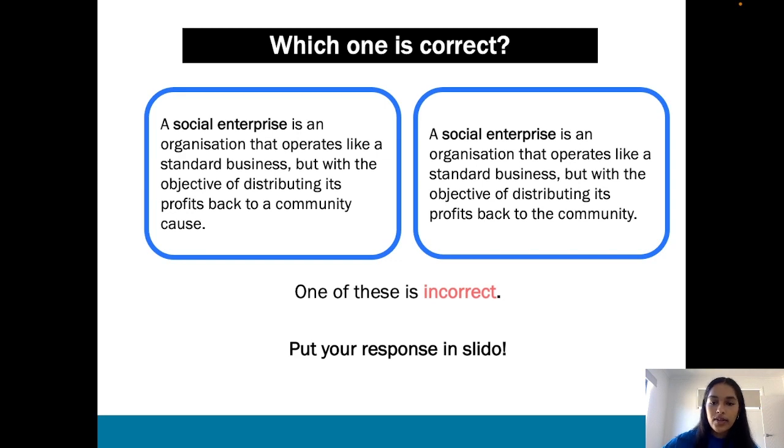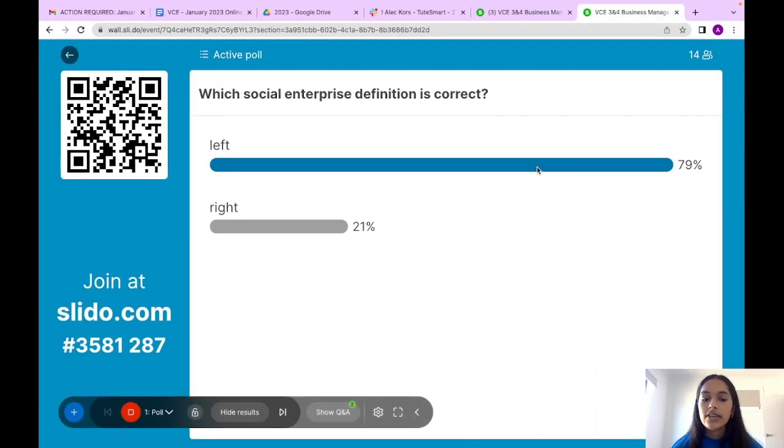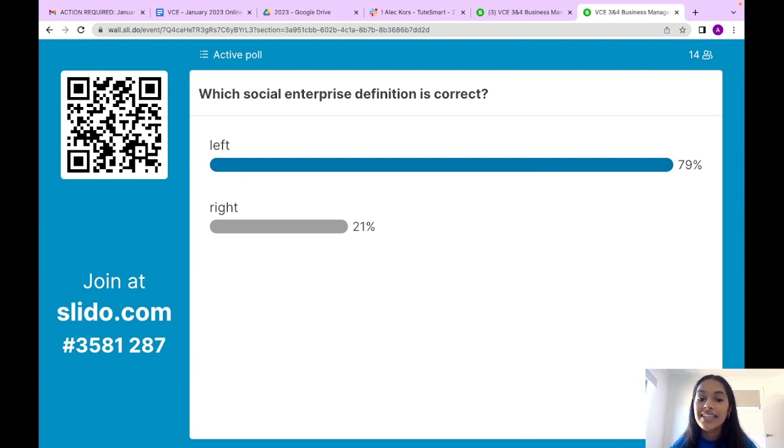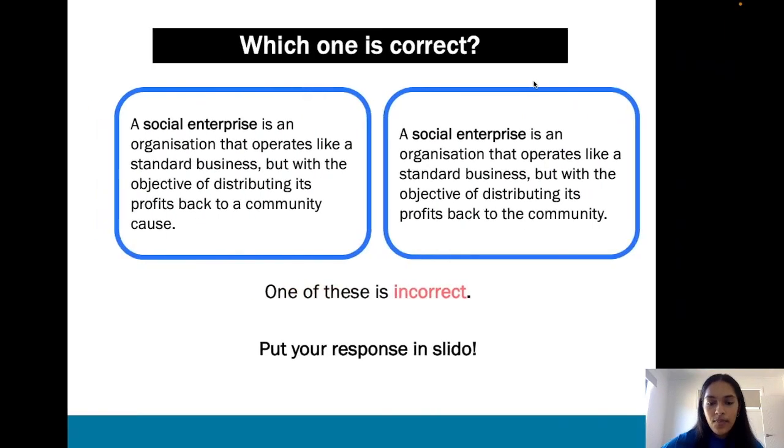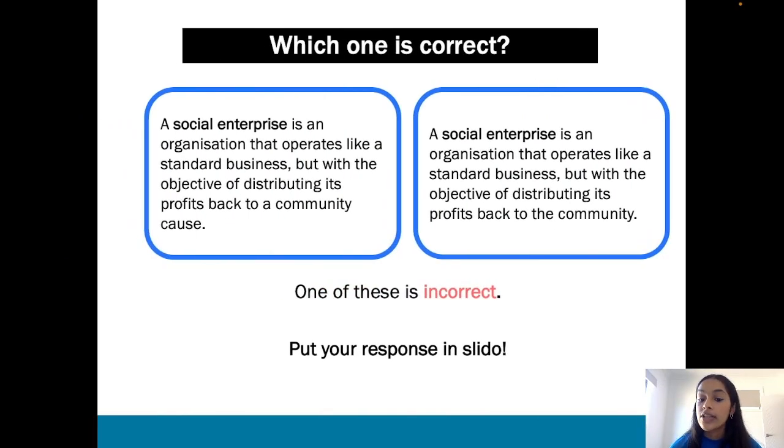Okay, I am going to have a look at the responses. All right, so 79% of people said left, and then 21% said right. Good attempt, everyone. Thank you for putting in your response in the poll.